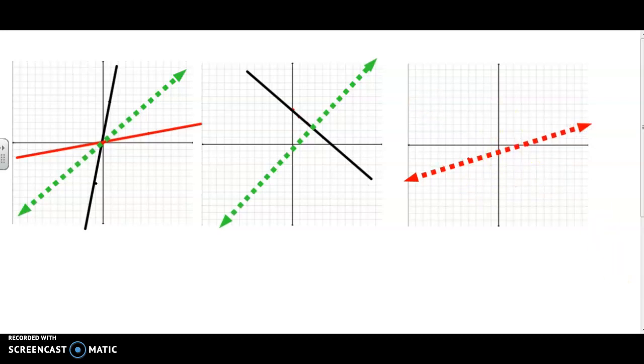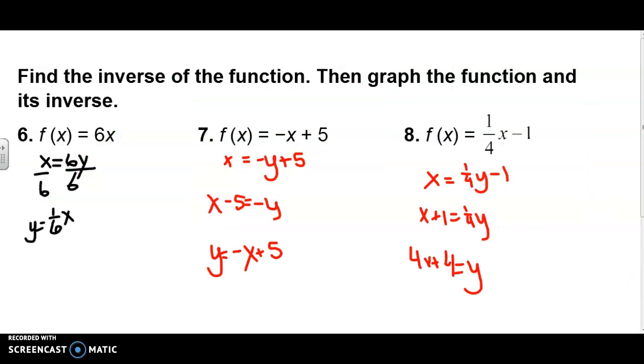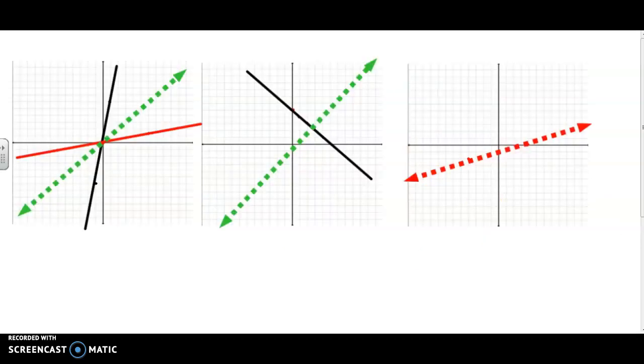Alright, picked the wrong line, but that's alright. And 4x plus 4. So 1, 2, 3, 4. There we go. And it looks something like that. Alright, so those are the functions and their inverses, and then those are the graphs.